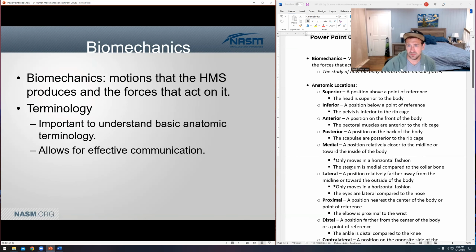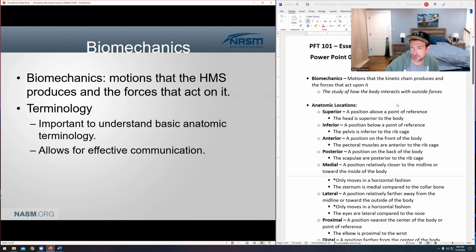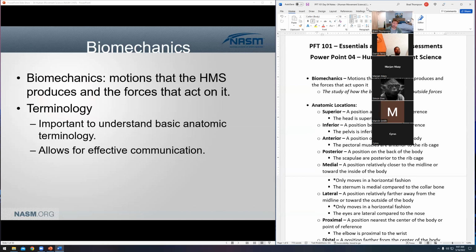Okay, so let's take a look at some of our definitions here. Biomechanics, the big thing we're talking about today, is the motions that your kinetic chain produces, as well as the forces that are acting upon it. The way this used to be defined in my book, it was the study of how the body interacts with outside forces, which I always thought was a little more elegant, but it is basically how our body is able to produce movement and move around, right?